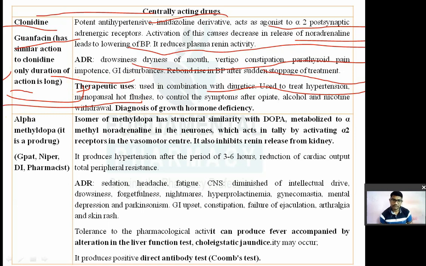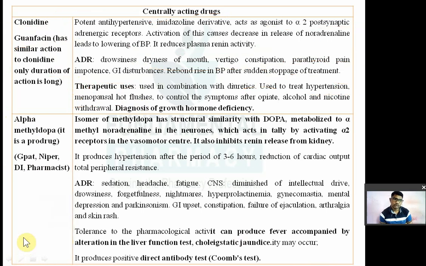यहाँ पे लिखा नहीं है मैंने I think, but it is a drug of choice in the pregnancy. Clonidine and methyl dopa. Methyl dopa particularly drug of choice है. So याद रखो इसको. Central agonist जो है they are the drug of choice in the treatment of hypertension in the pregnancy. It is also used to control the symptoms of opiate and alcohol and nicotine withdrawal. It is also used in the diagnosis of growth hormone deficiency.